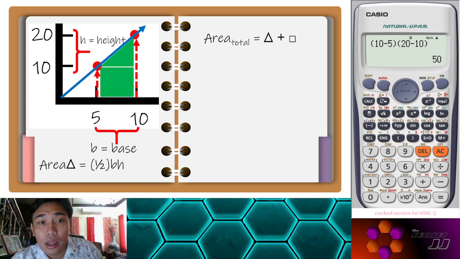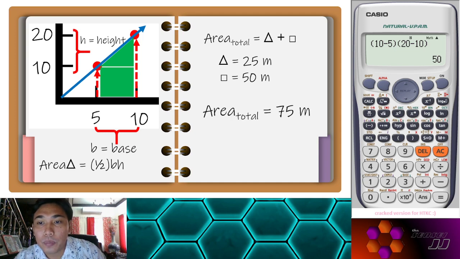We're getting the total distance in our graph. So we have the total area, which is the area of the triangle plus the area of the square. We have the area of the triangle, which is 25 meters, and the area of the rectangle, which is 50. Combine those two, the total area will be 75 meters. Okay, 75 meters. So that's it.